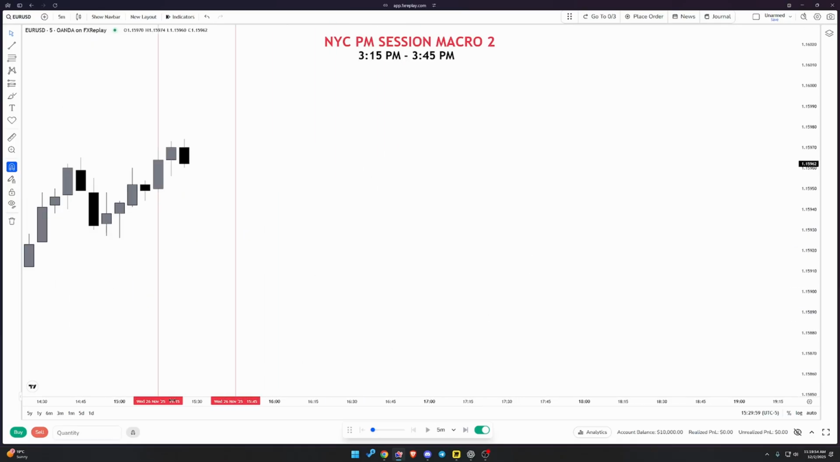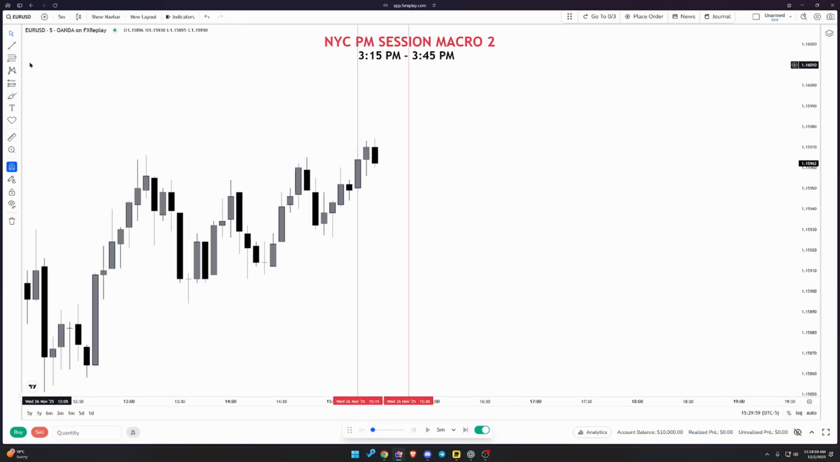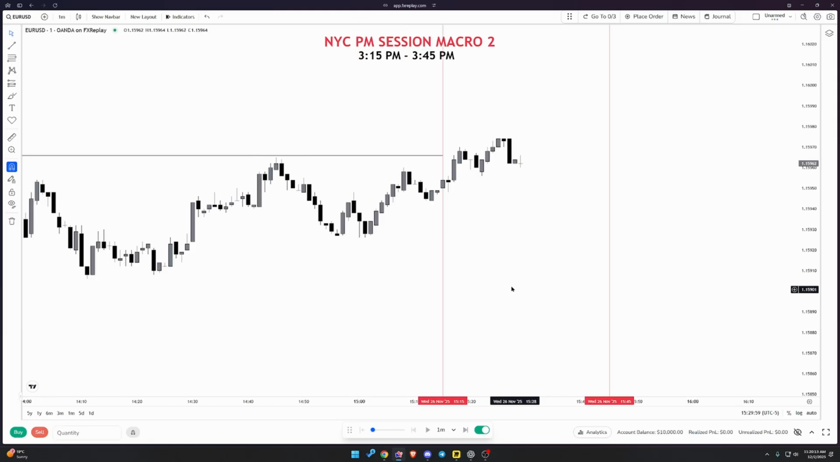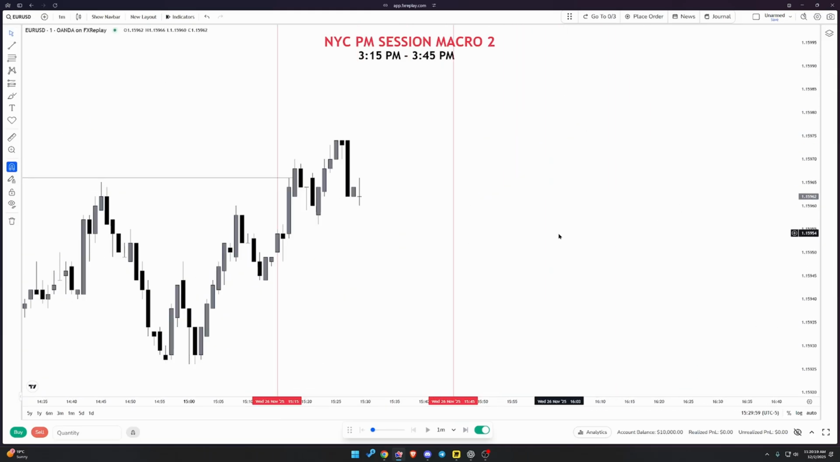First, we will mark out our New York PM macro 2 time. You can check the time at the bottom of the charts. You can also verify the time zone. So, we have a buy-side liquidity sweep. Also, the price has swept this liquidity inside our macro time. Now, let's drop down to the 1-minute time frame and look for confirmations.